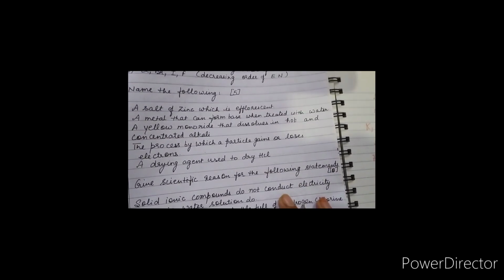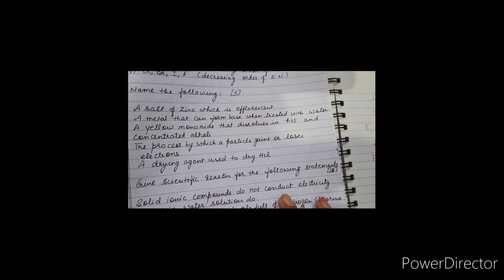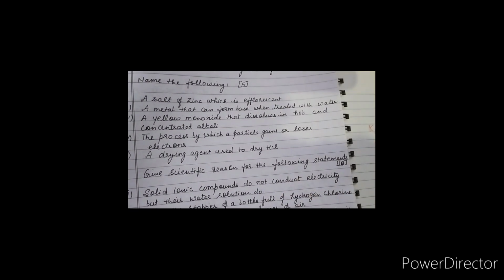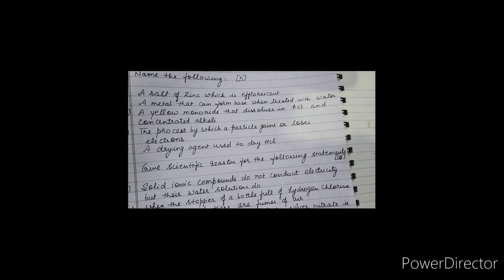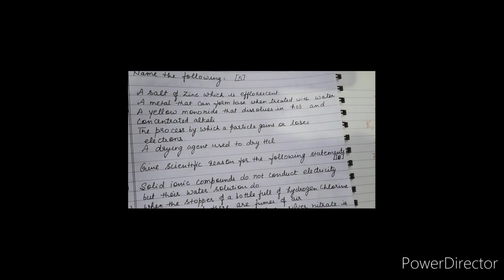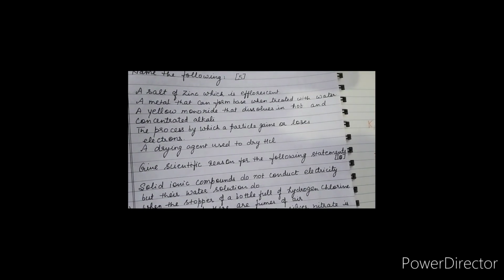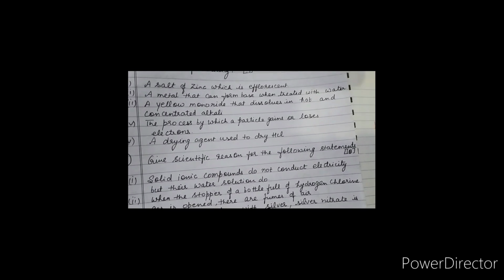A yellow monoxide that dissolves in hot and concentrated alkali, that is lead monoxide. The process by which particles gain or lose electrons, separately you may term it as oxidation and reduction, but collectively it is termed as ionization. A drying agent used to dry HCl, that is concentrated H2SO4.